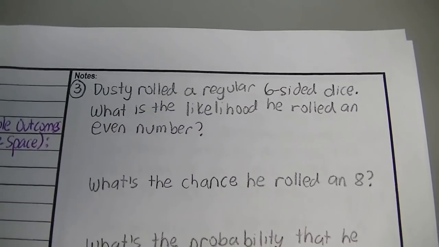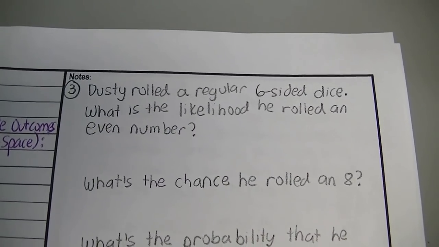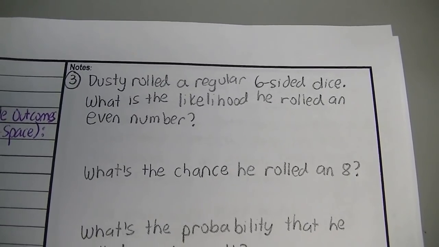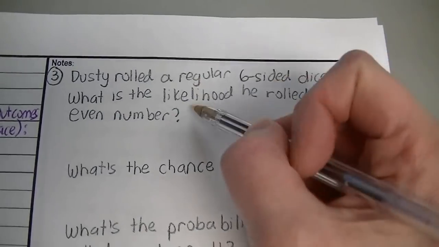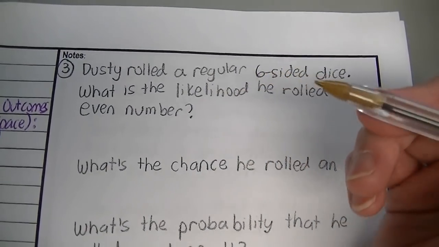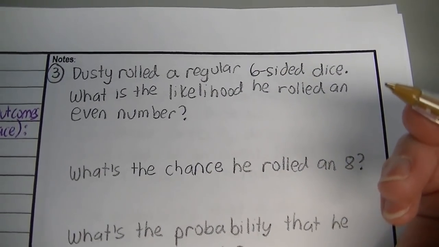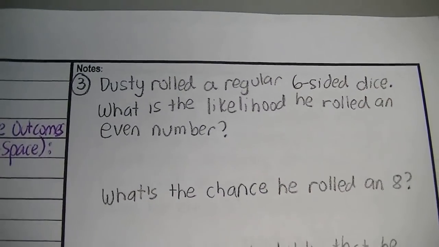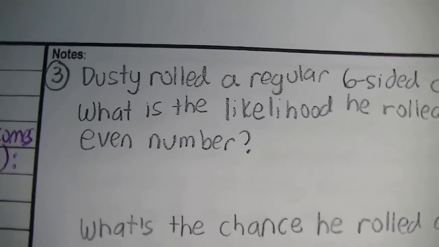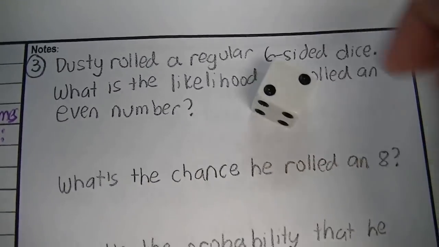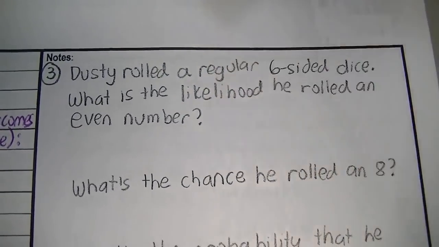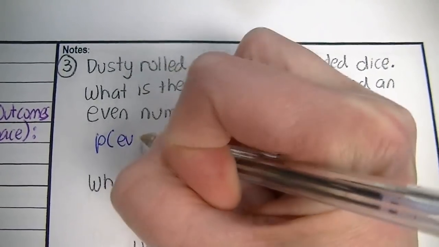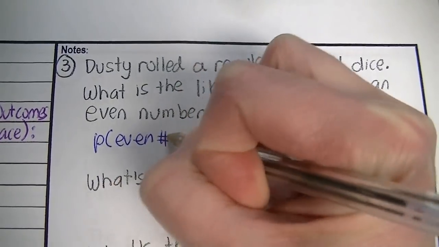Okay? This next example says, Dusty rolled a regular 6-sided dice. What's the likelihood he rolled an even number? I see that word likelihood, so it's telling me we've got to find the probability of that happening. We're looking specifically for an even number when he rolls that regular 6-sided dice, and a regular 6-sided dice looks like this. So we're looking for the probability of an even number.